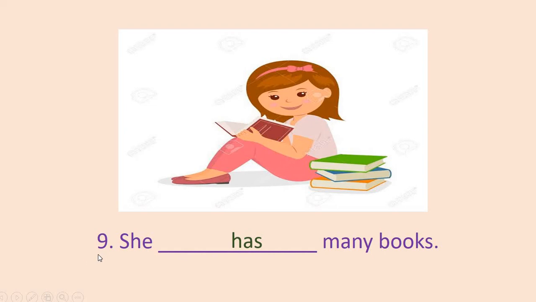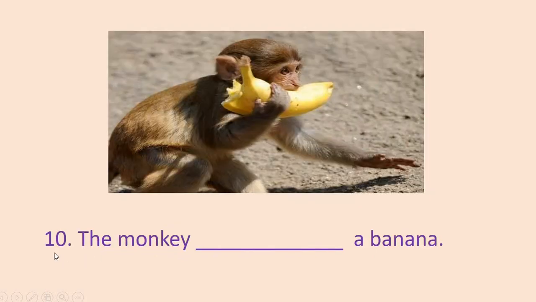Now, sentence number 10. First you see the picture. What is the monkey doing? Monkey is eating banana, okay? But here you have to use has or have. Remember that. What you have to do here? Has or have. So, the monkey is holding a banana. It is eating.